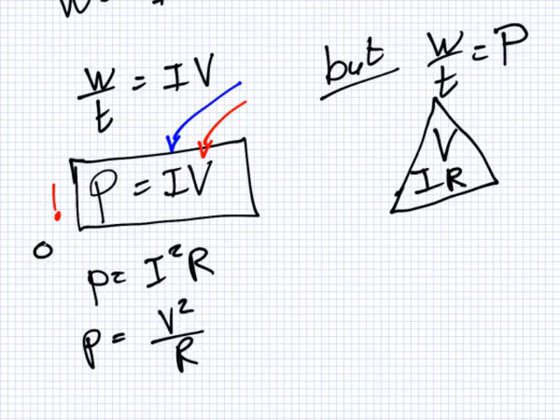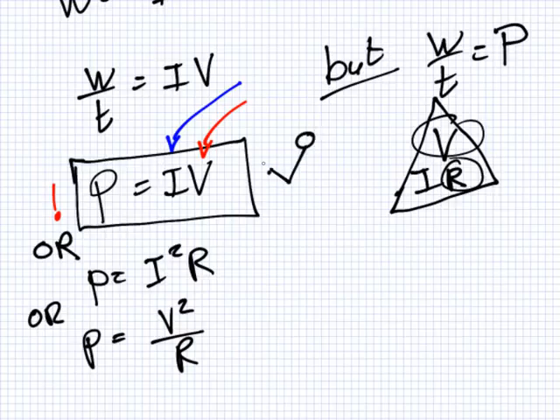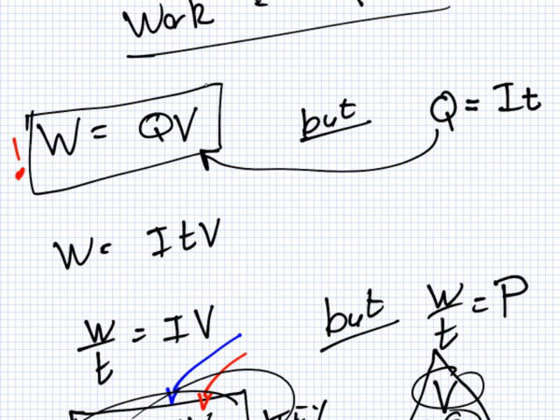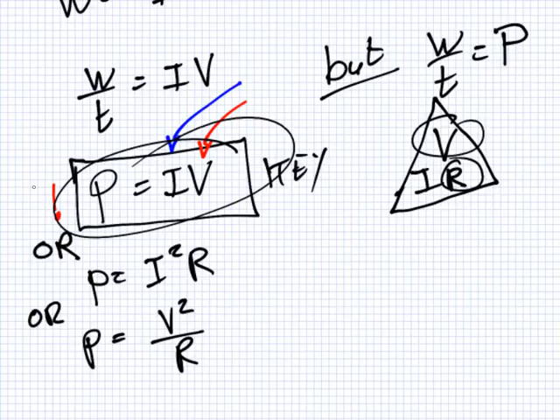So you could write this different ways. Or I is V over R, so it'd be V by V over R. So this formula, the key formula for this lesson, you can write it in three different ways, but this is the key formula. Power is IV, current multiplied by voltage. And also, this is also key, work done is QV. So these are the two key formulas so far.